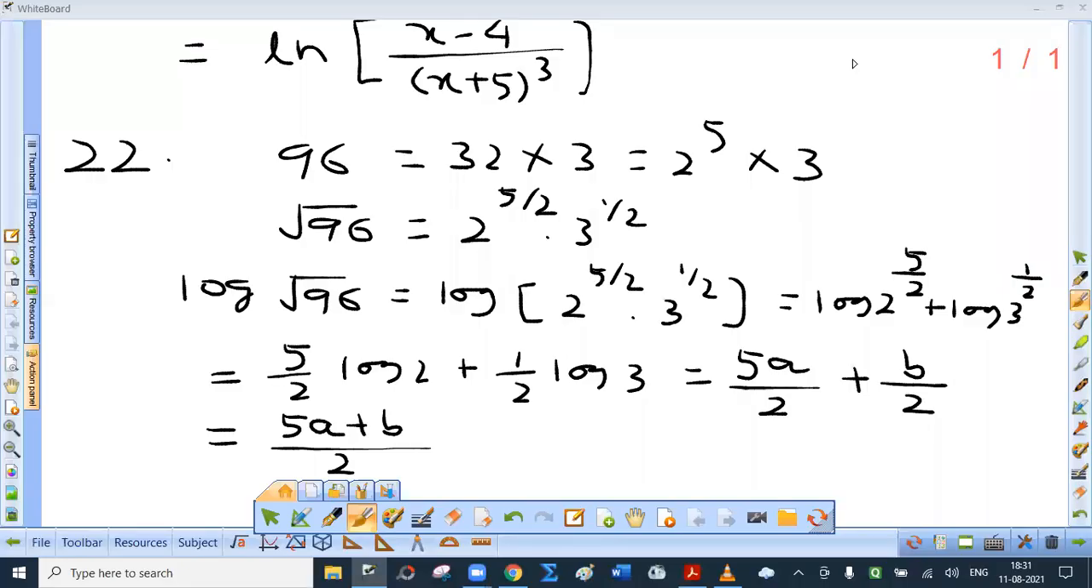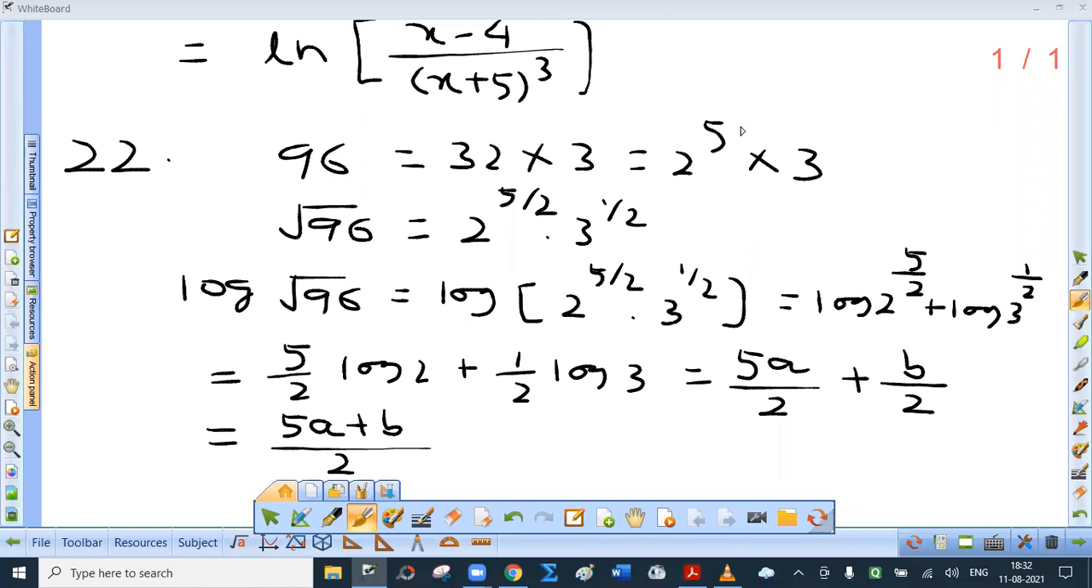22nd, given that log 2 equal to a and log 3 equal to b, write log of root 96 in terms of a and b. Now express 96 as product of its prime factors. 96 is product of 2 five times, that is 32 into 3. Now root means raised to half. So on right hand side also, 2 raised to 5 by 2 into 3 raised to half.